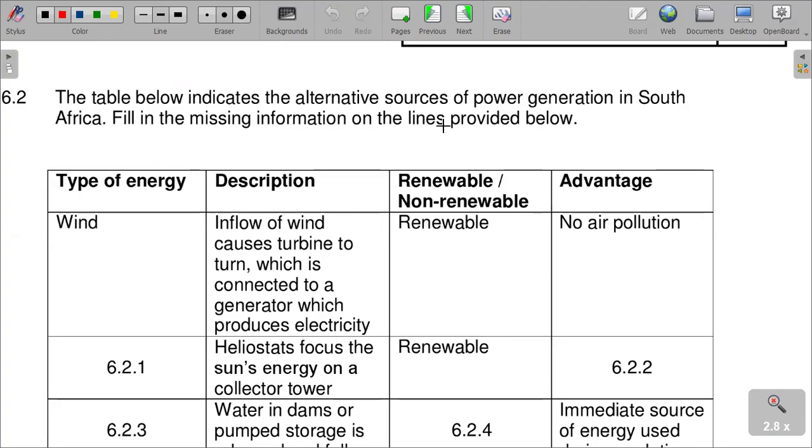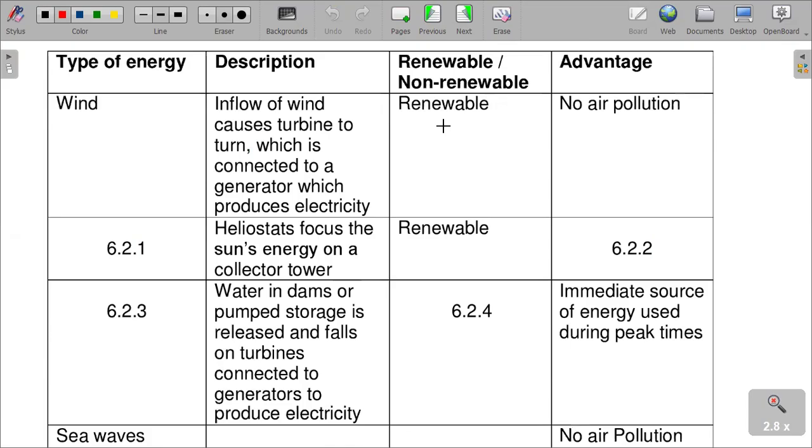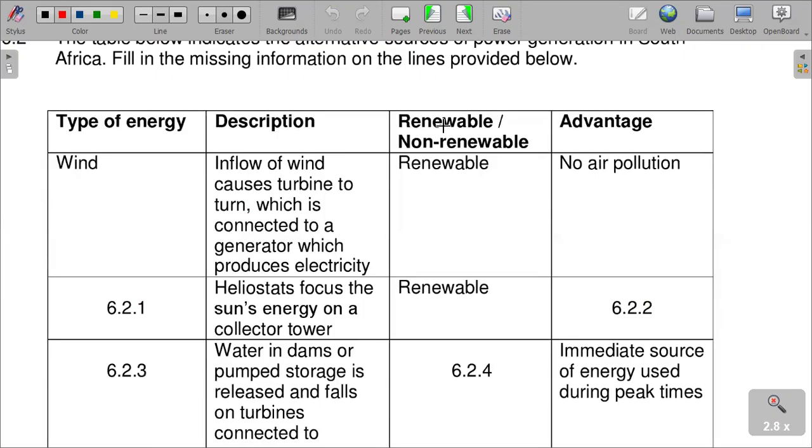6.2, the table below indicates the alternative sources of power generation in South Africa. Fill in the missing information on the lines provided there. 6.2.1, we are saying fill in the missing information on the lines provided below. So we have got 6.2.1, Heliostat, focus the sun's rays energy on a collector tower, and then renewable, it is a type of energy, it is renewable, advantage is not there.